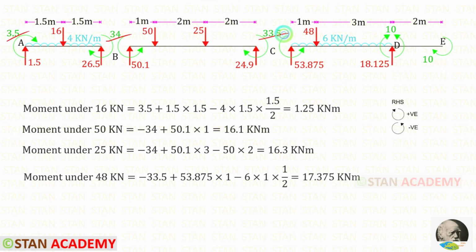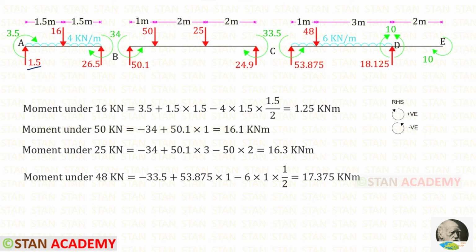Using the end moments and the reactions, we can find the moments under the point loads. We can use right hand side rule. Clockwise will be positive and anti-clockwise will be negative. Let us take the span AB and find the moment under the 16 kilonewton point load. This moment is acting in the clockwise direction so that it will be positive.